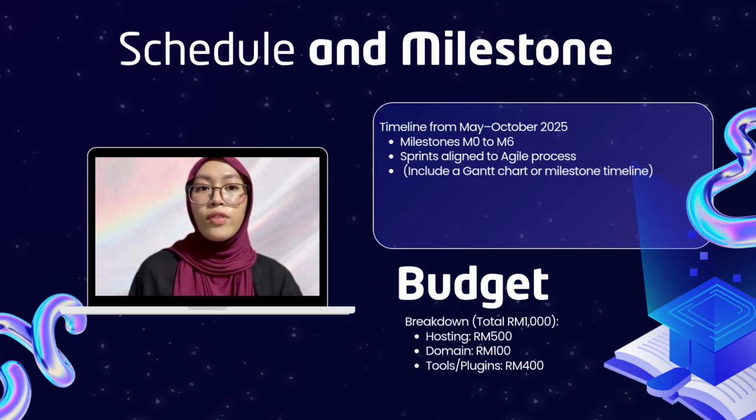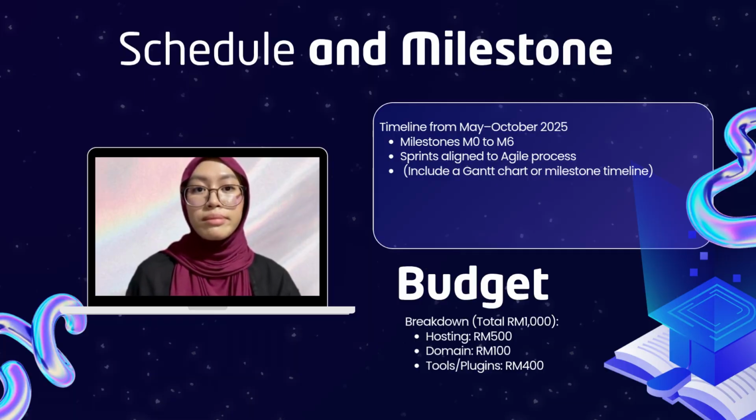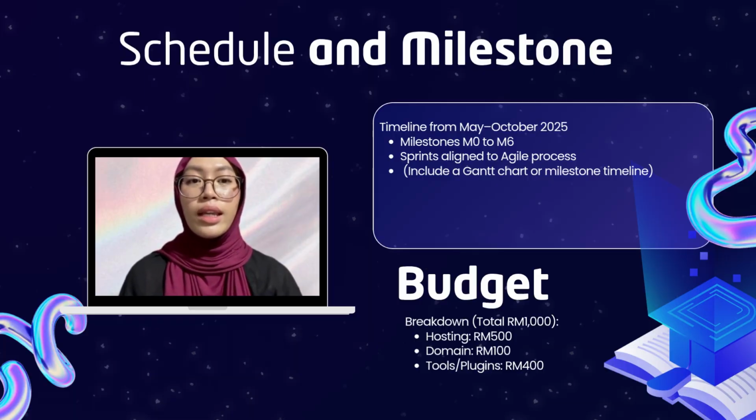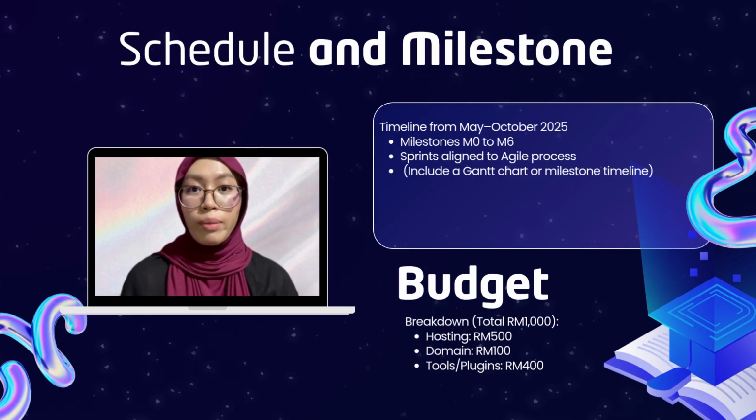September focuses on final development and bug fixing. In early October, we deploy the system and conduct training. And by the end of October, we wrap up with the final report and presentation. Each month includes short development sprints, which help us build the system step by step and improve it based on feedback.